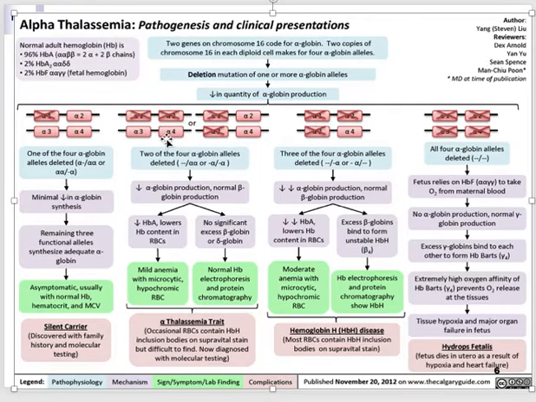Now, the other one can be two defective alleles. If this is the type of presentation, it is called cis, and this one is called trans. So this is the cis, this is the trans. But simply, you can say that out of four, two are defective. So these are the patients who have decreased MCV but normal hemoglobin. They present with mild anemia with microcytosis, but most of the time they don't even have microcytosis.